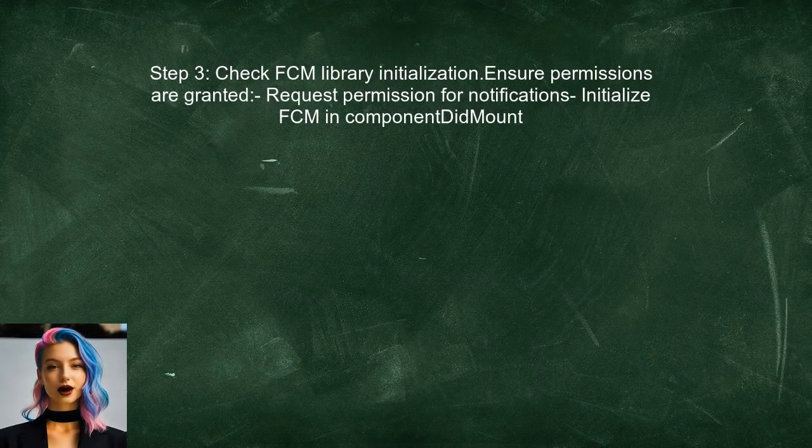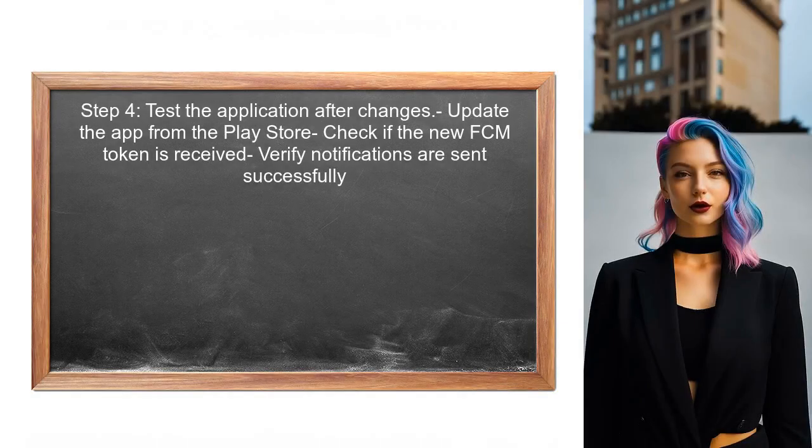Additionally, the user should check if the FCM library is properly initialized in the application. This includes ensuring that the necessary permissions for notifications are granted. Finally, the user should test the application after making these changes. They can do this by updating the app and observing if the new token is received and stored correctly.